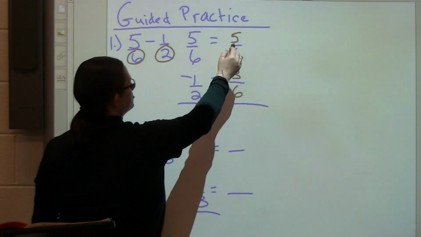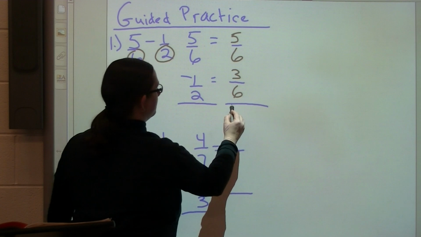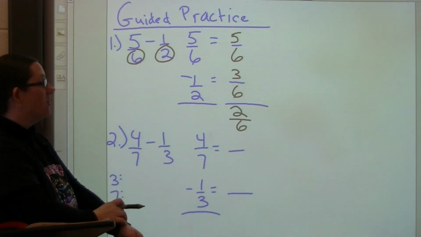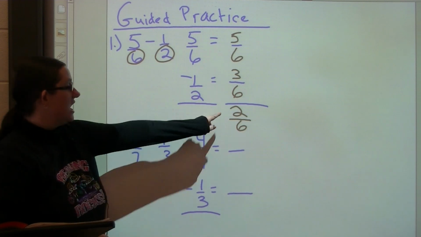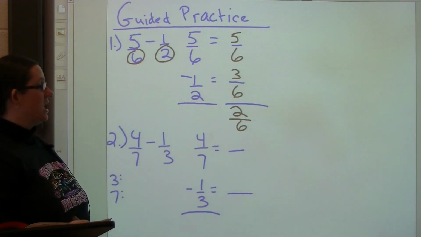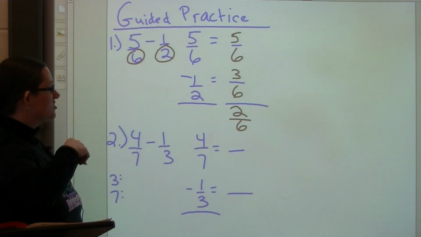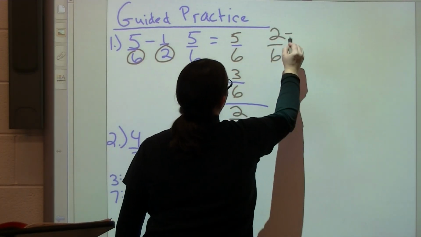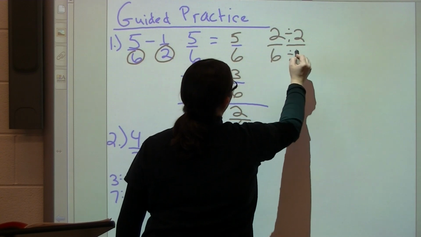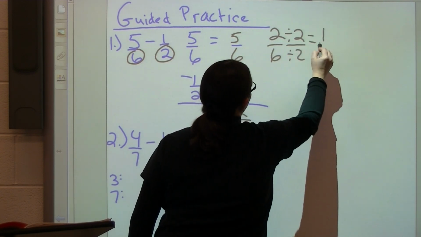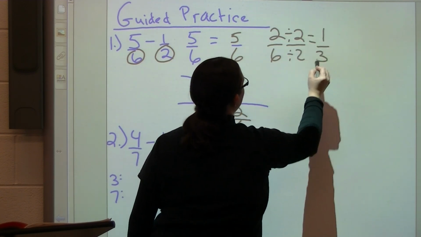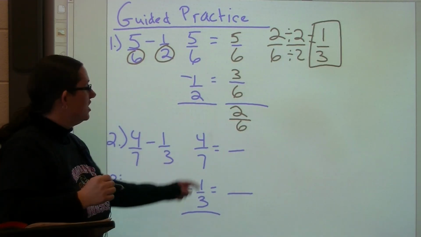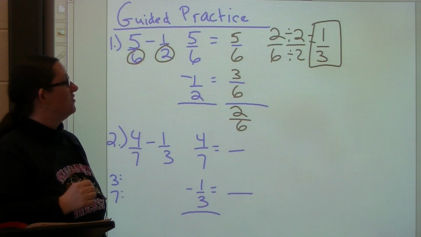Now we just need to subtract. What is 5 take away 3? 2, good. And 6 stays the same. Now, last step is to simplify. Can we divide 2 and 6 by a common factor here? Yes, we can divide 2 and 6 by what? Top and bottom by 2. 2 divided by 2 gives me 1, and 6 divided by 2 gives me 3. So our final answer becomes 1/3 and not 2/6 because you need to simplify.